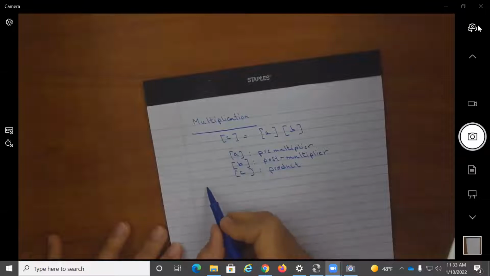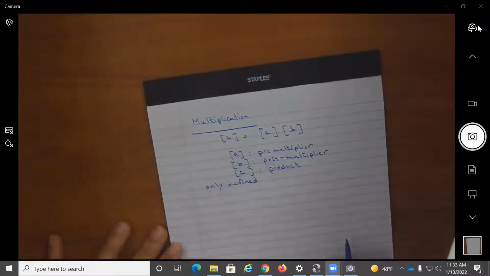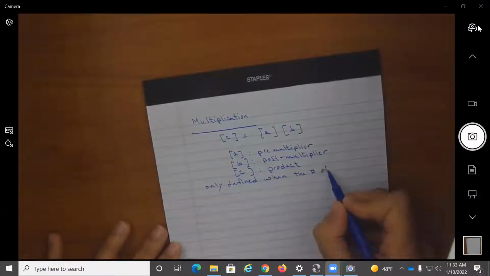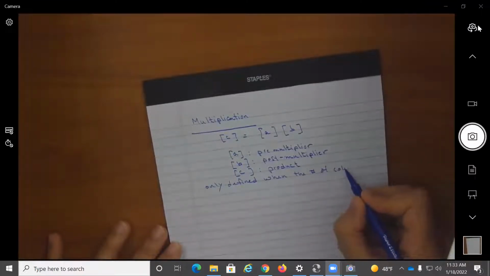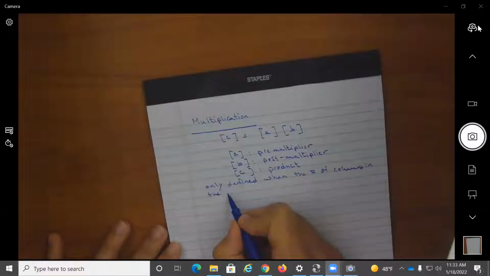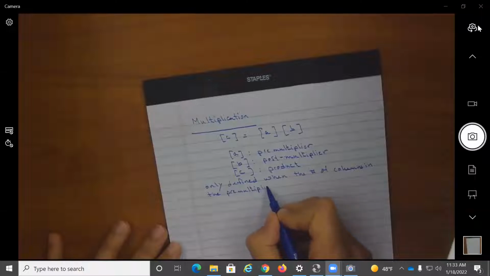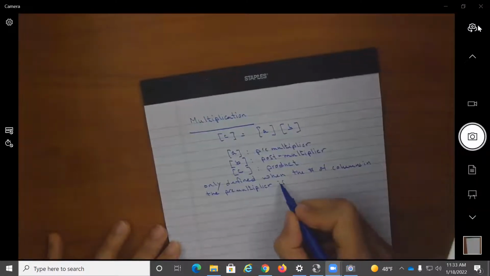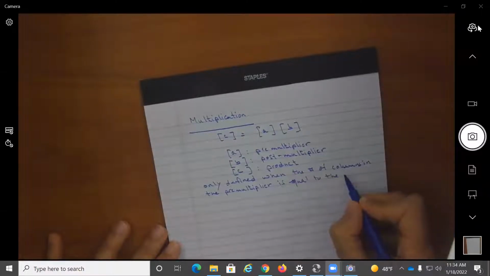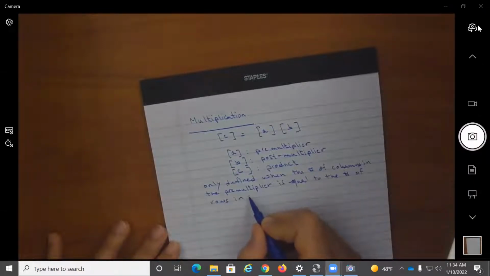When you do multiplication, multiplication is only defined when the number of columns in the pre-multiplier is equal to the number of rows in the post-multiplier.